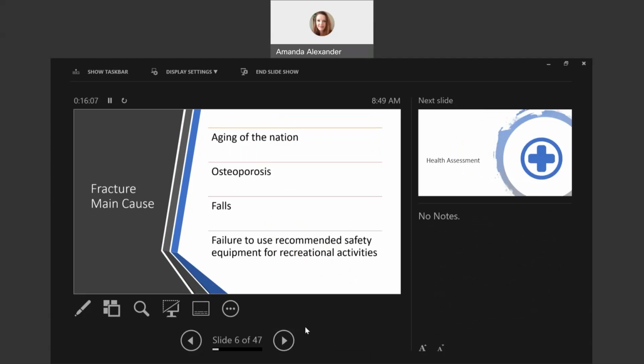So what are the main causes of fractures in the U.S.? Our aging nation, for one, we're getting older. Healthcare has kept us alive longer. So many people are getting older. As we age, there are the risks for osteoporosis. As we age, other neurological conditions cause falls, and failure to use recommended safety equipment on recreational activities.